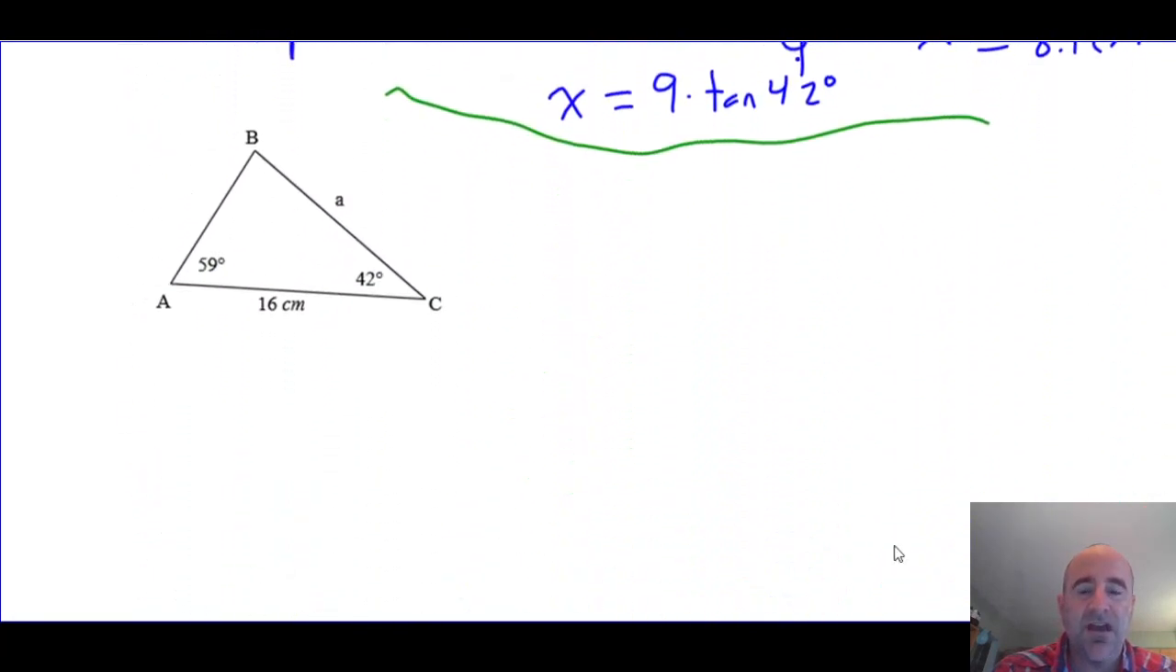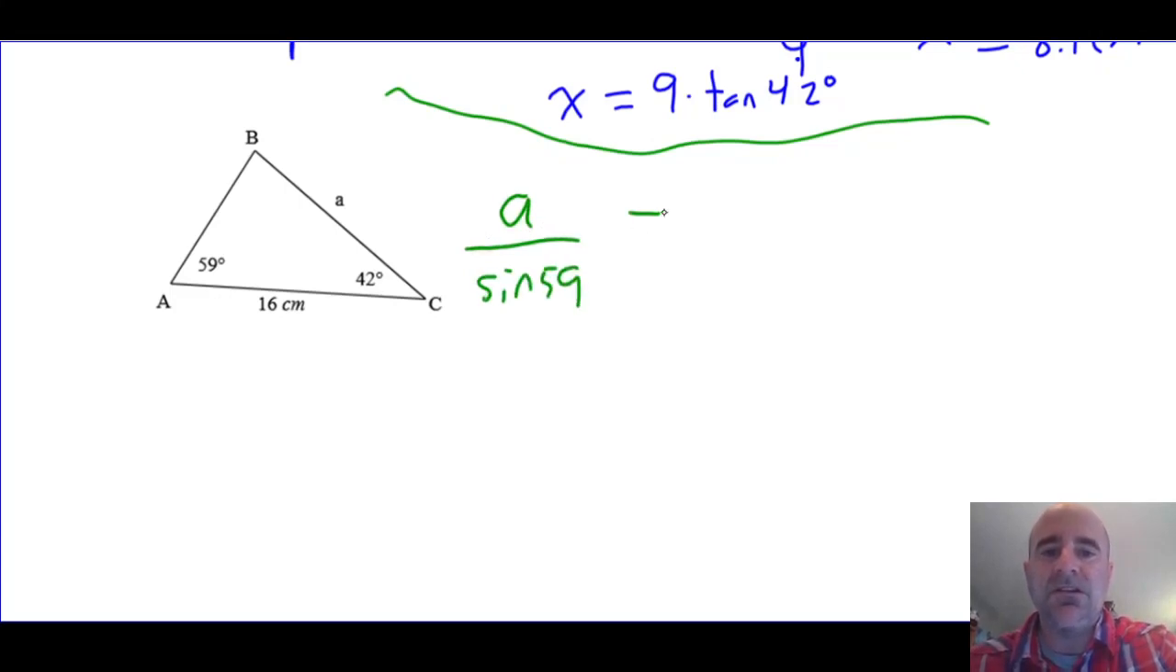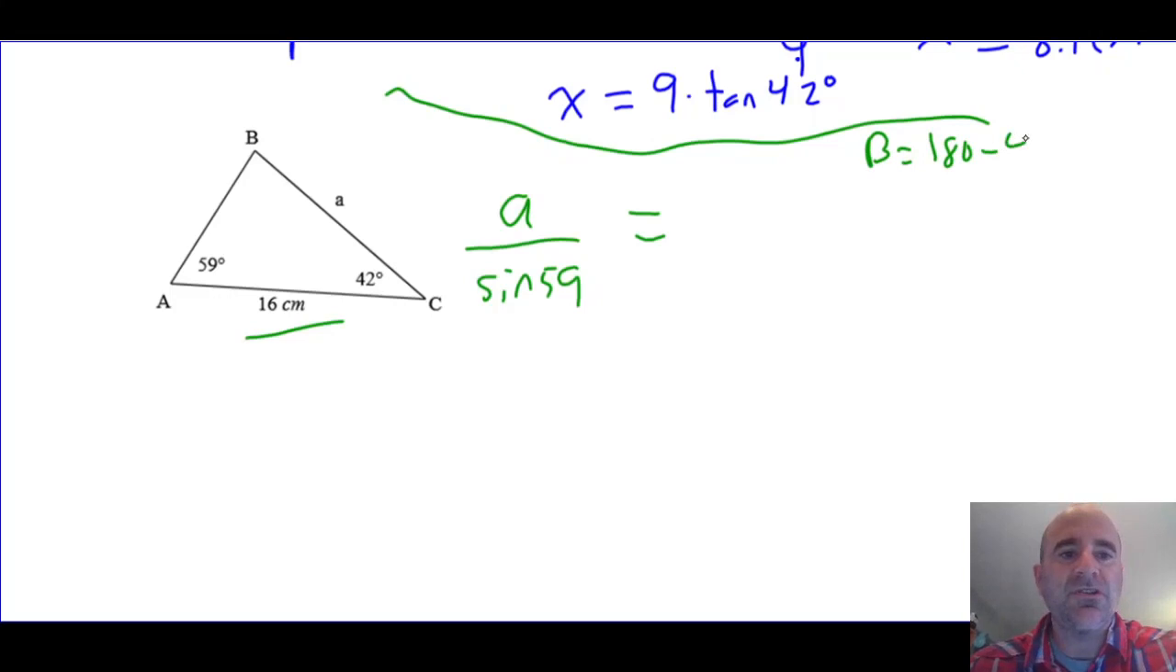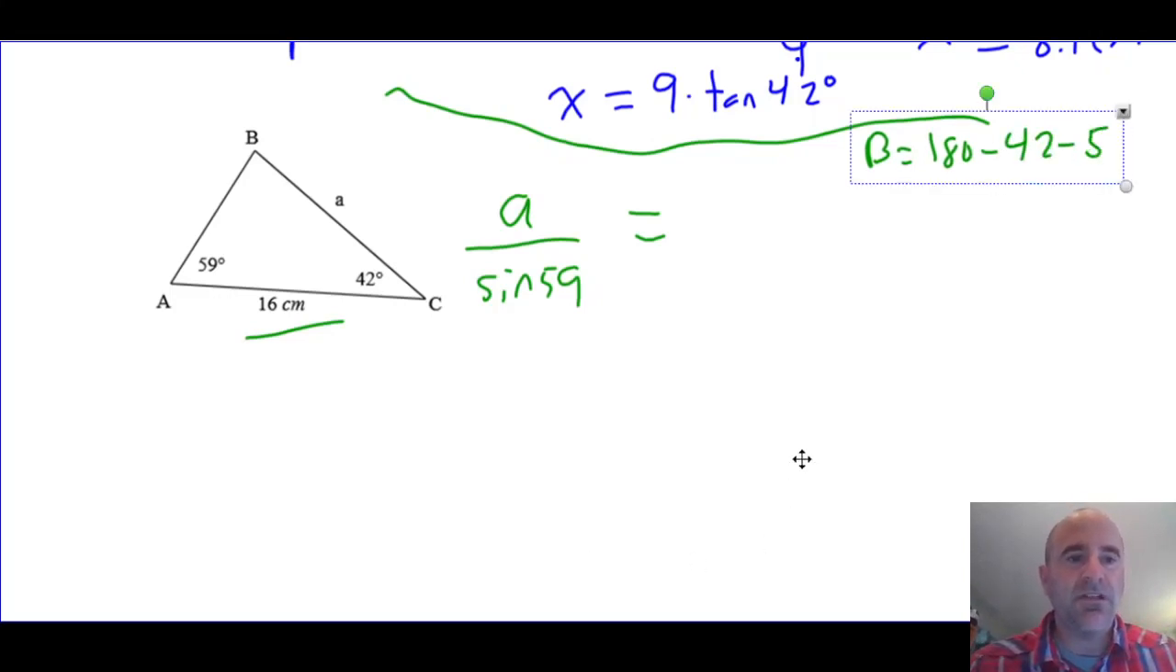So let's try that. Okay, so we're looking for A. And sure enough, we have the angle opposite A. So A over sine 59 is equal to, okay, I've got 16. I need angle B here. B is going to be 180 minus 42 minus 59.